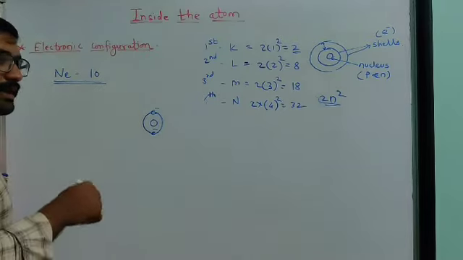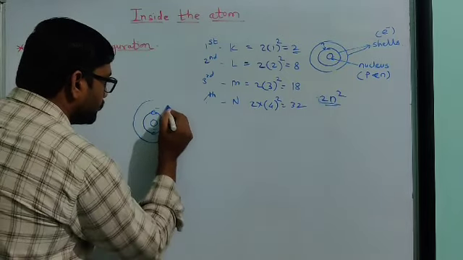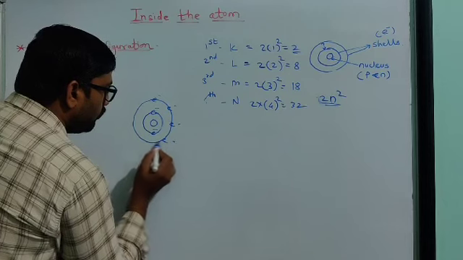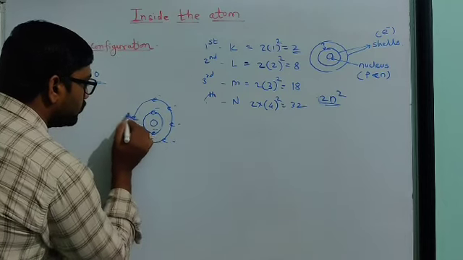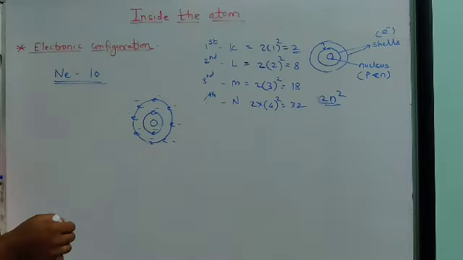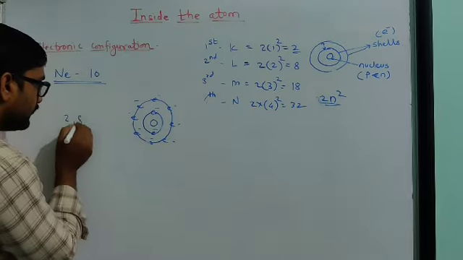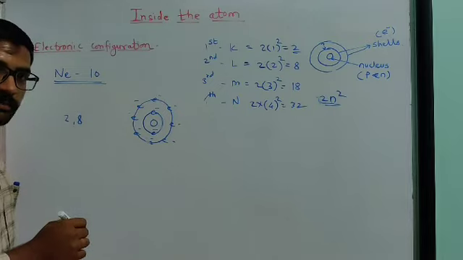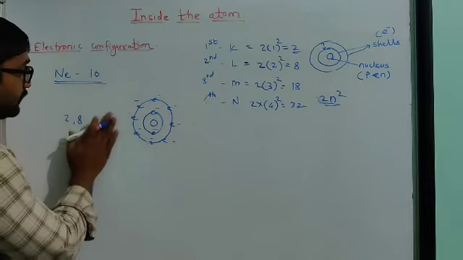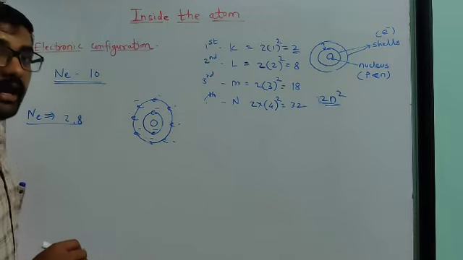So these 8 electrons are present in the next shell. Look at how. So this is the next shell. So 1, 2, 3, 4, 5, 6, 7, 8. In this way, these 8 electrons are present in the second shell. So this is the 2 and this is the 8. If we add 2 and 8, it will be equal to 10, and neon has a total of 10 electrons. So this is the electronic configuration of neon, 2 8.